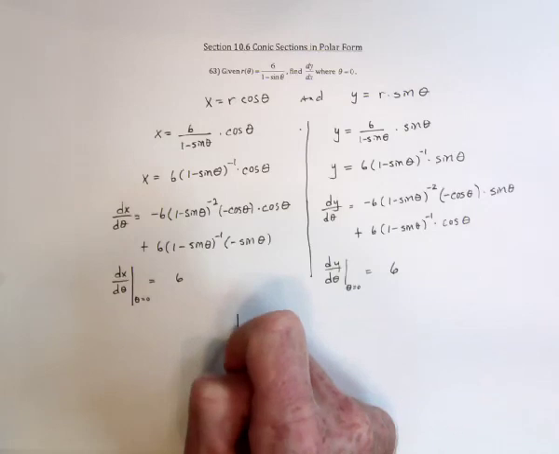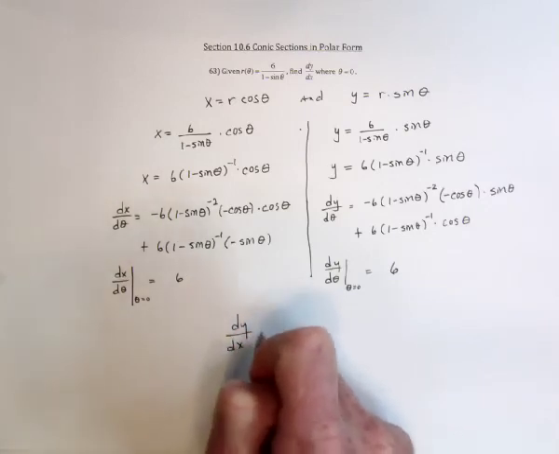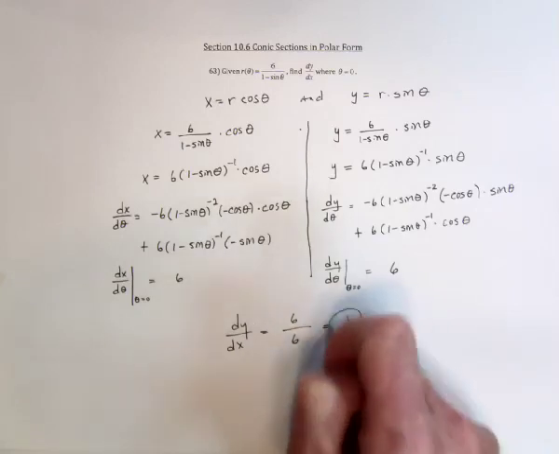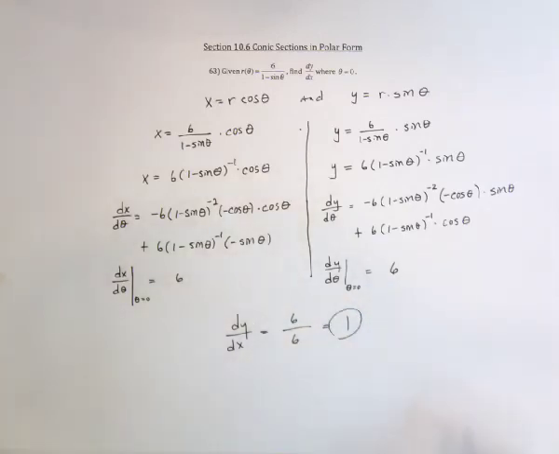And then finally, when you divide them, you get dy/dx. The thetas are now gone. So it's 6 over 6, which is 1, which is what the calculator told us about 5 minutes ago.